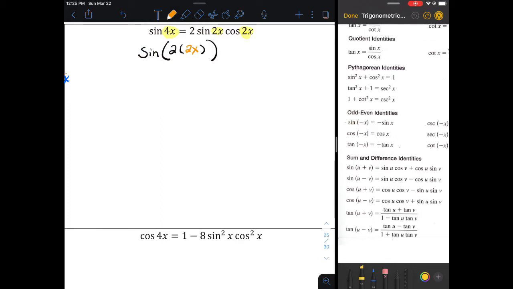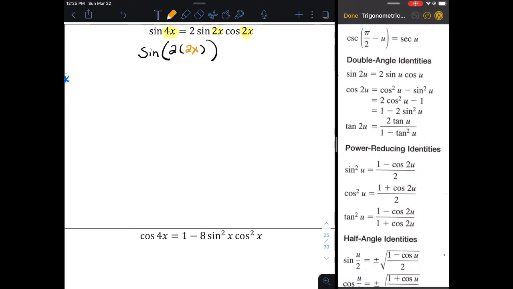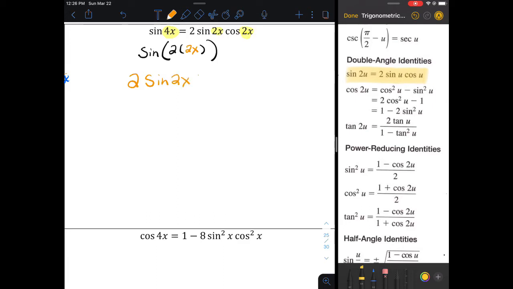And so the double angle formula for sine, all right, I'll highlight that one for you. Sine of 2 times an angle is equal to 2 times sine of whatever that angle was, so 2x, times cosine of whatever that angle was, 2x. And that is my right-hand side. So that was a one-step proof right there.